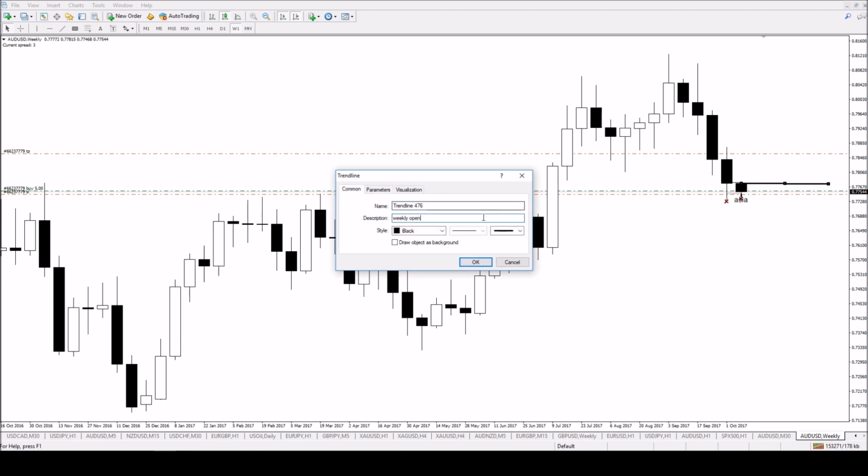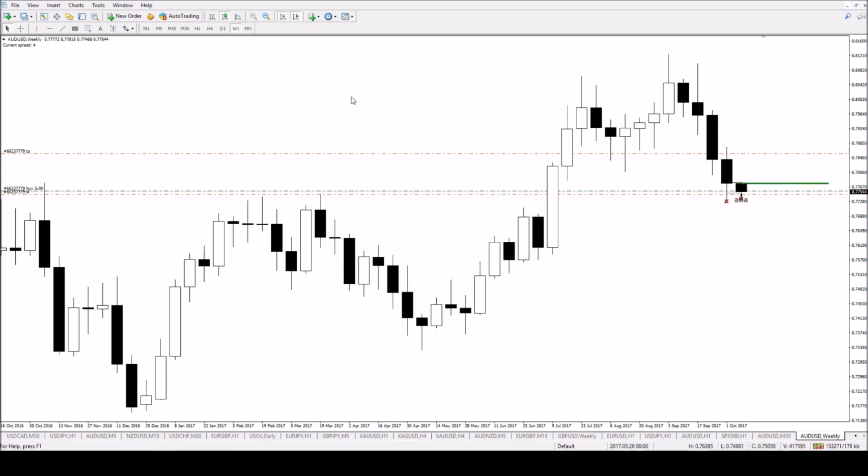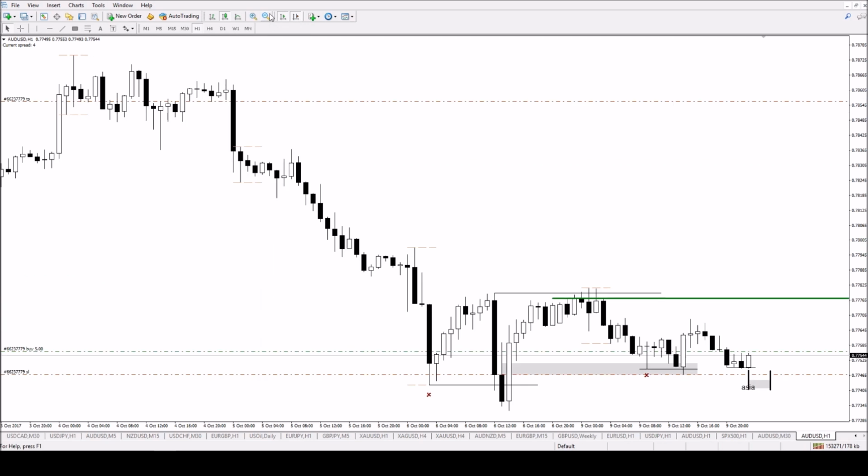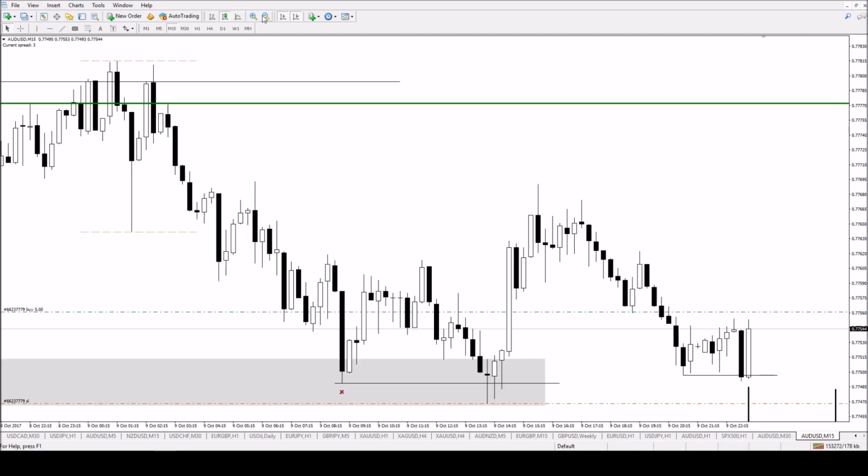Weekly open. Now I could have entered this in a conservative way, which would be to wait for price to get above the weekly open. Now I'm planning on adding more if it gets above there. This is a low risk entry for me. We've got a tight stop anyway, good risk reward.